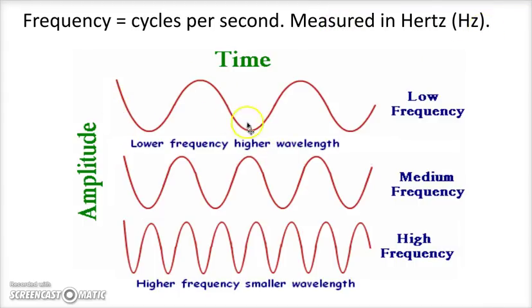So if we have a low frequency in the same amount of time as something that has a higher frequency, then this lower frequency wave will have fewer crests and troughs than a wave with higher frequency in the same amount of time.